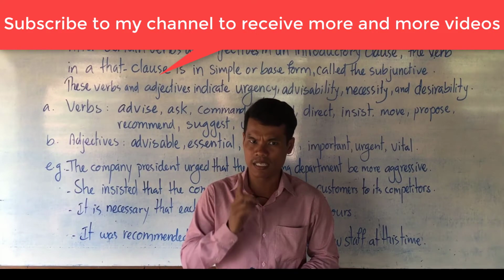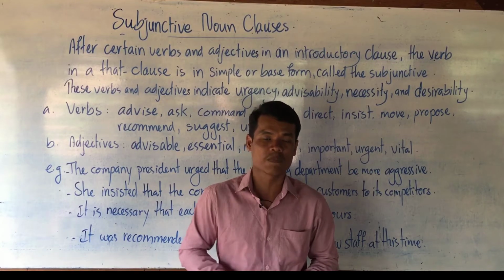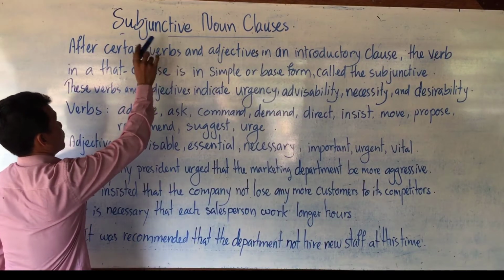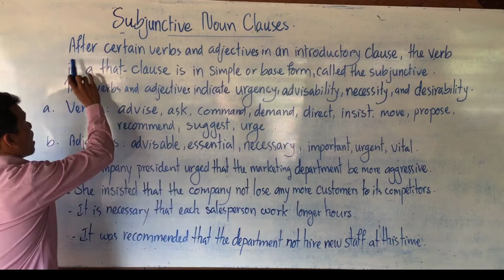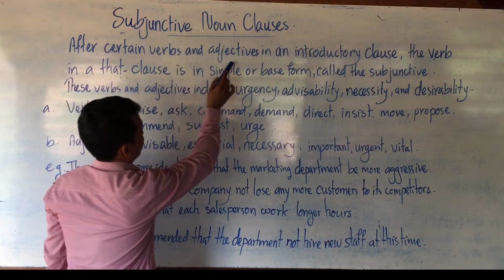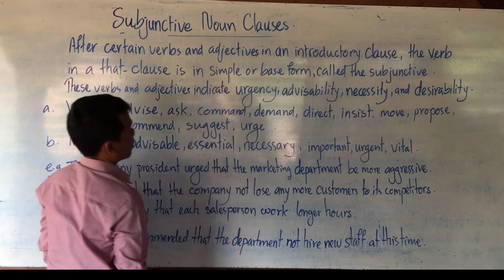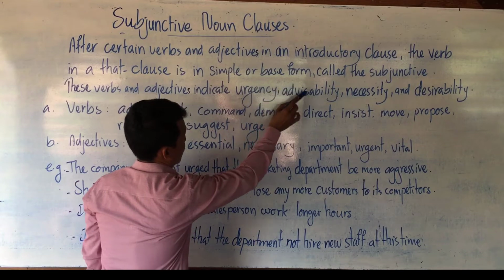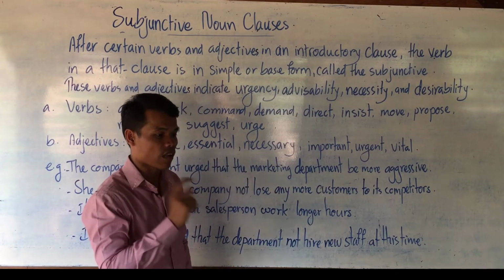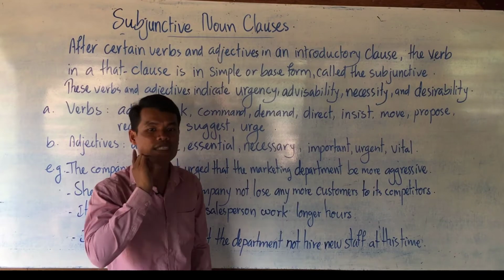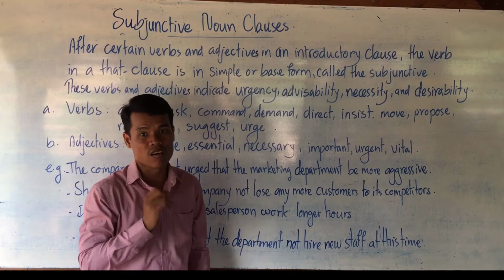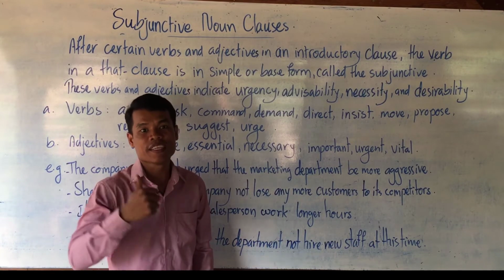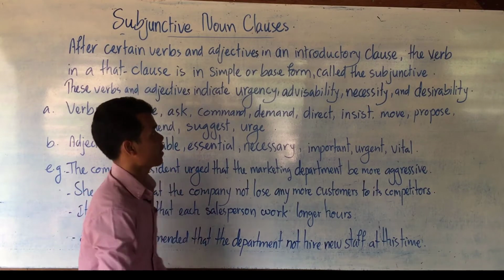Today is about noun clauses, but a special noun clause. I can say it is a special noun clause. So what is it? Look at the board with me. Noun clause 2, but it is called subjunctive noun clauses. After certain verbs and adjectives in an introductory clause, the verb in that clause is in simple or base form, called the subjunctive. Here, we look at the verb in that clause only. When the verb in that clause is in simple or base form, it is a subjunctive noun clause.